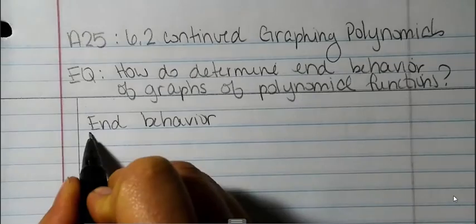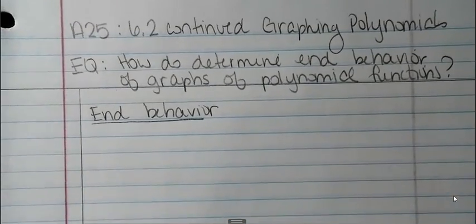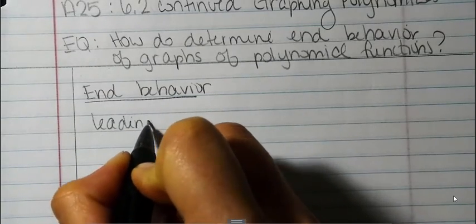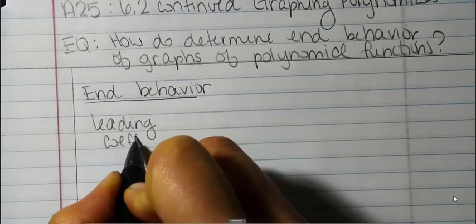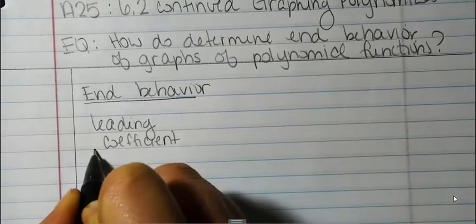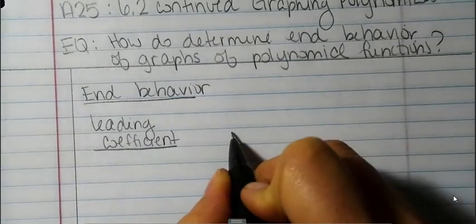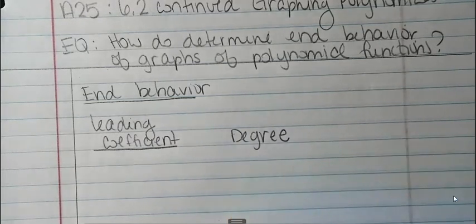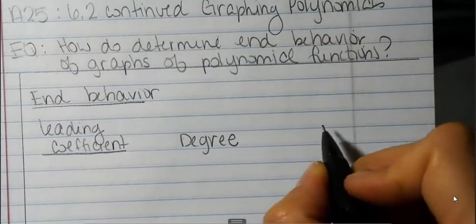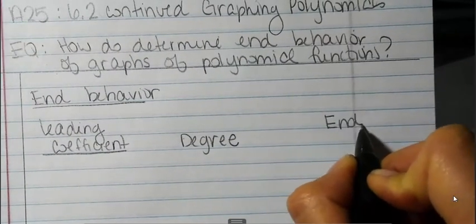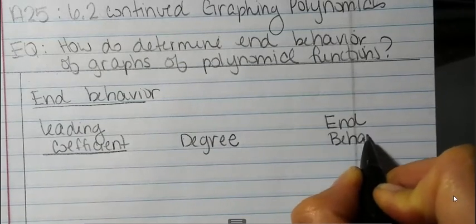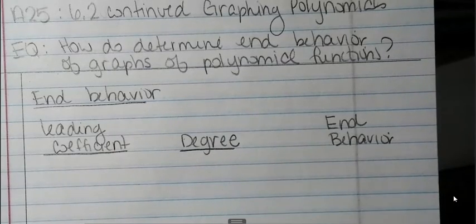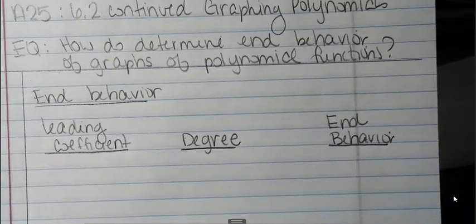And we're going to break it up with a table. So we're going to have the leading coefficient in one column, we're going to have the degree in the next column, and then the last column will be the end behavior. Under degree, I'm going to put a little graph, so we want to give ourselves a little bit of room, maybe a little bit extra room.